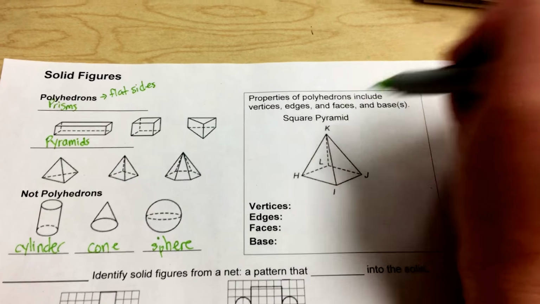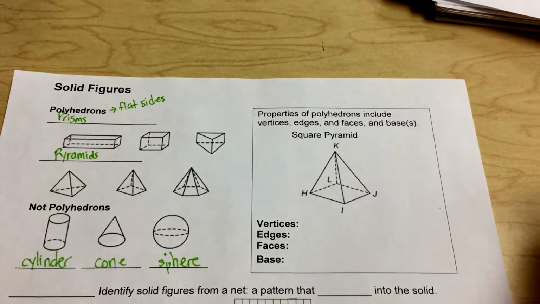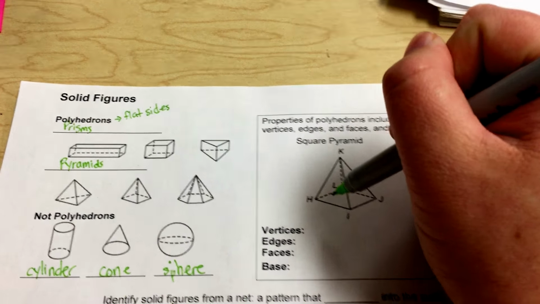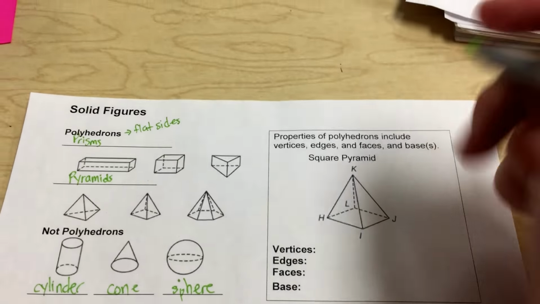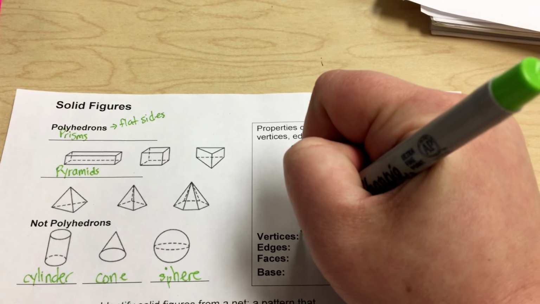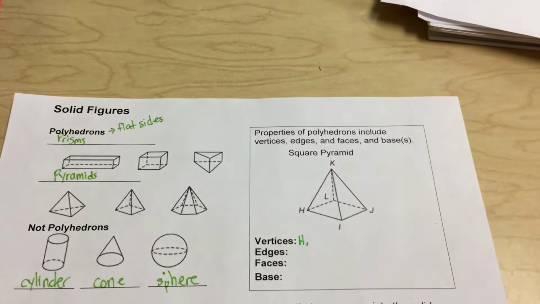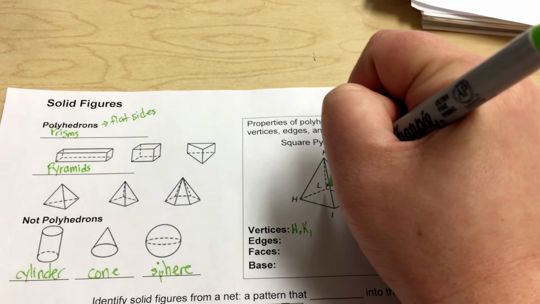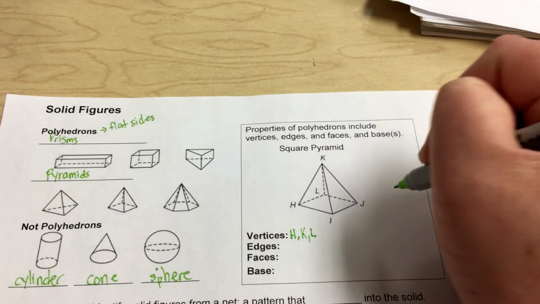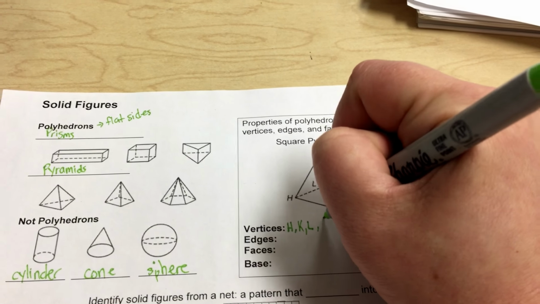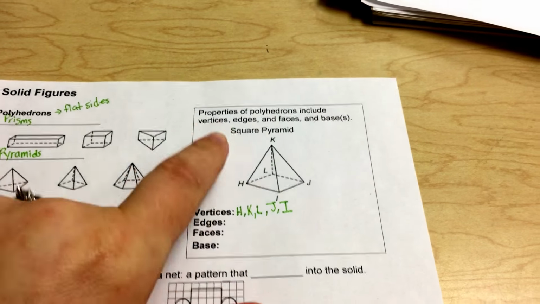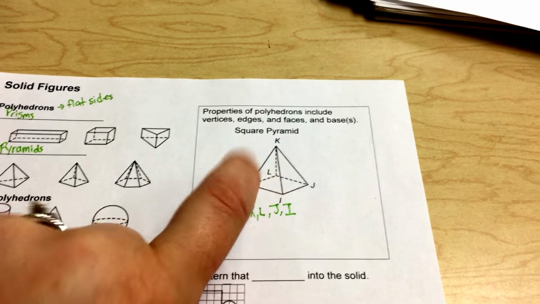So they want us to name the vertices of this particular square pyramid. So when I'm naming vertices, I'm looking for corners, and I'm just going to write them kind of like I would a point. So here's a vertex, so I'm going to label H. I'm going to put a comma. K is a vertex, comma. L is a vertex, comma. J is a vertex, and I is a vertex. They're all those corner pieces.